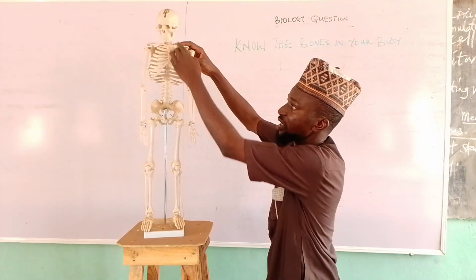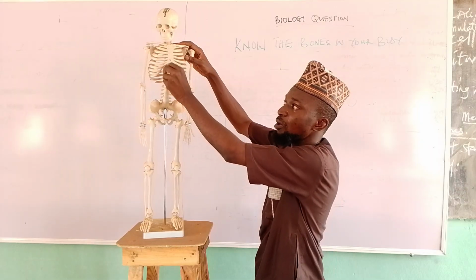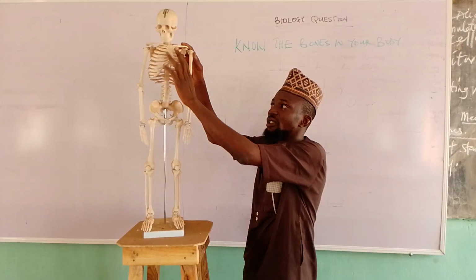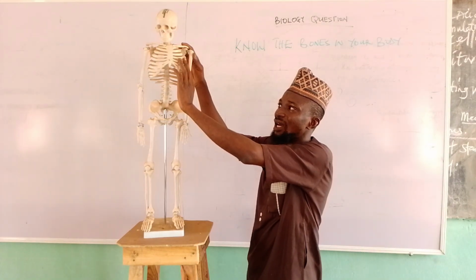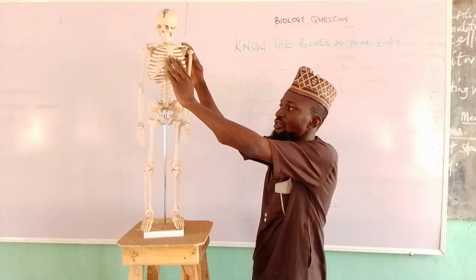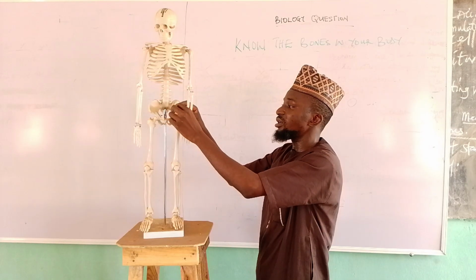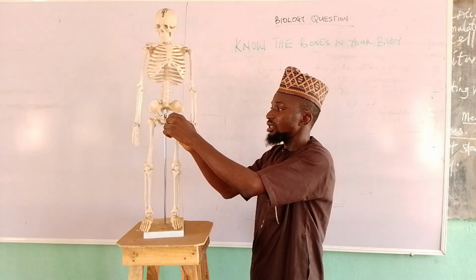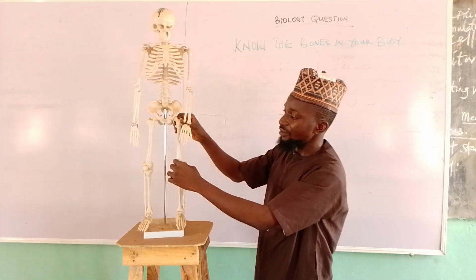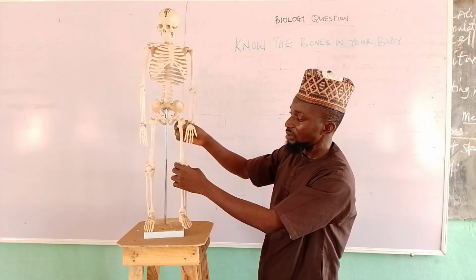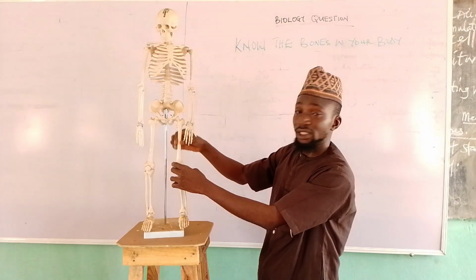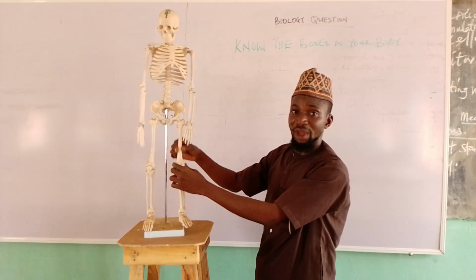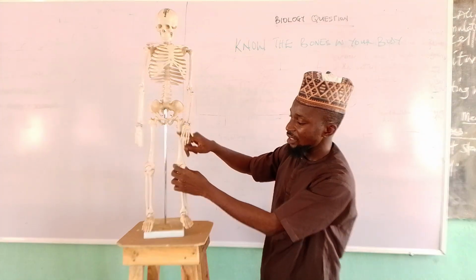The bone of the chest here is referred to as the sternum. Then also here the ribs. The ribs are attached to the sternum. Then also we have the pelvic girdle that supports the pelvis. After the pelvic girdle, we have this bone, which is known as the longest bone in the body. It is known as the femur.